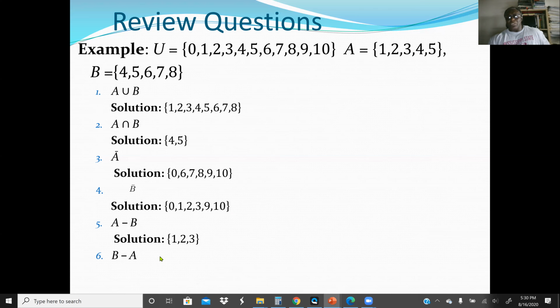The same thing will go the opposite way. B minus A means I'm looking for the complement of A with respect to B. So I'm looking for all the elements that are in B, but not in A. In B, we have 6, 7, 8. So the answer will be 6, 7, 8. I hope these examples help us understand all the set operations we went through: the union, intersect, complement, and difference. 5 operations.